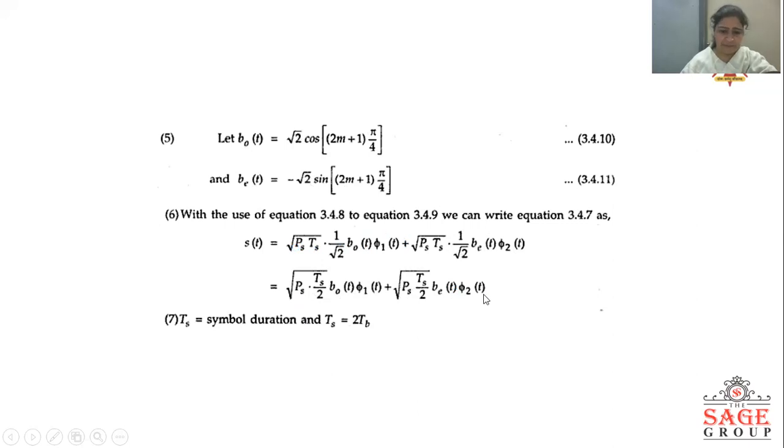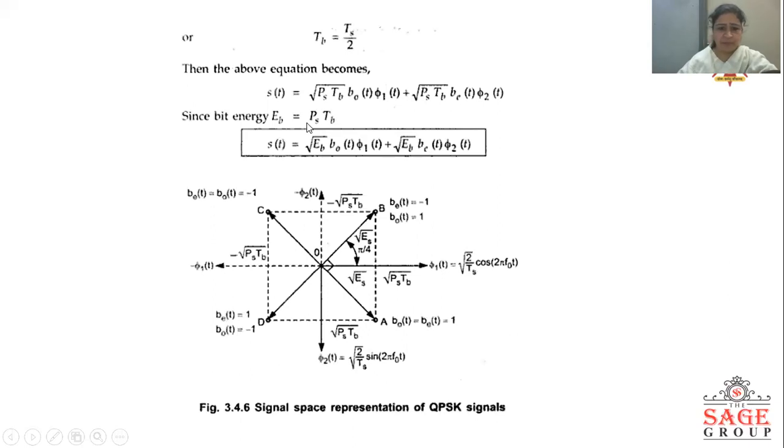By solving it again, we can get root PS Ts by 2 b0(t) phi 1(t) plus root PS Ts upon 2 be(t) phi 2(t). Now we already know that each symbol consists of 2 bits. So substituting Ts equal to 2TB, the 2 and 2 will get cancelled and we will get root PS TB in both the expressions. We already know root PS TB is given by bit energy EB. So it will be root EB b0(t) phi 1(t) plus root EB be(t) phi 2(t).